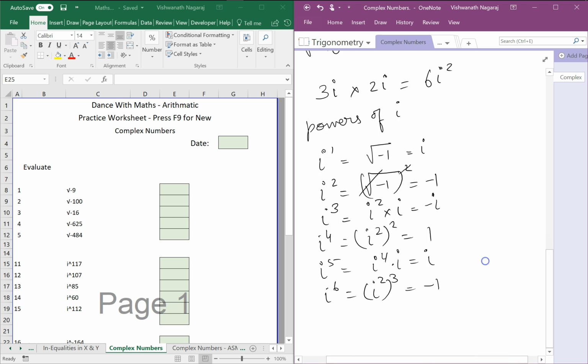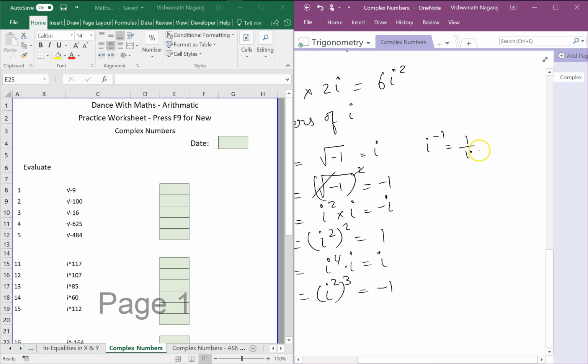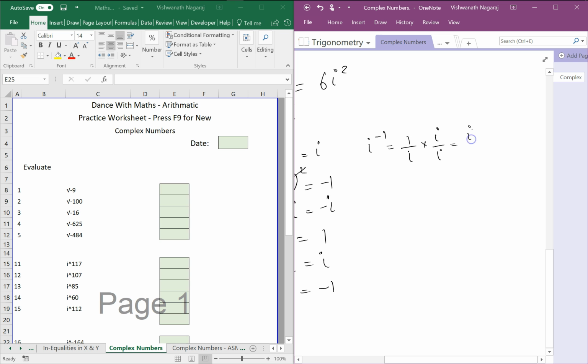So that is as far as the positive powers. Let's look at negative powers. i to the power of minus 1 is 1 by i, and we need to rationalize it. Remember rationalization? So i by i square. Now i by i square is minus 1, so minus i. i to the power of minus 2 is 1 by i square. i square is minus 1. So which is minus 1.